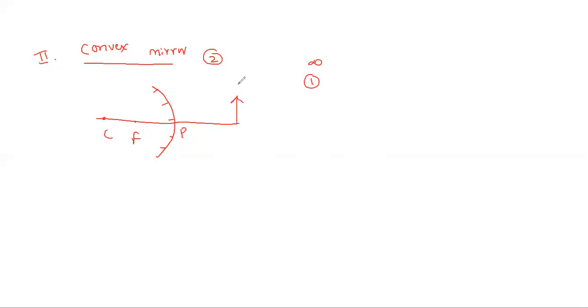The first one is the object is placed at infinity. The second one is the object is placed in front of the mirror. Anywhere in front of it you can take, it will be considered as in front of the mirror. Why? Because for all the positions of the object you will get the same image characteristics. So what is the first position? Object is at infinity.